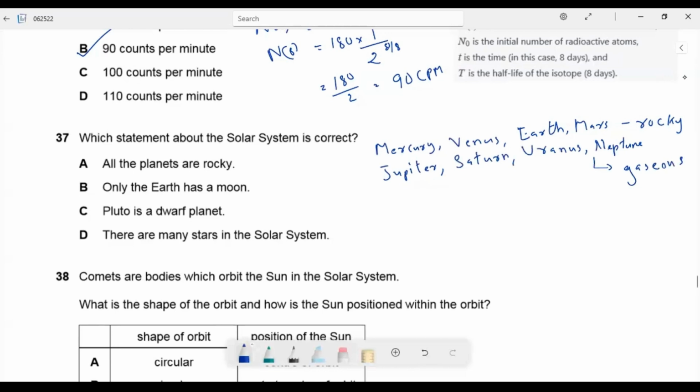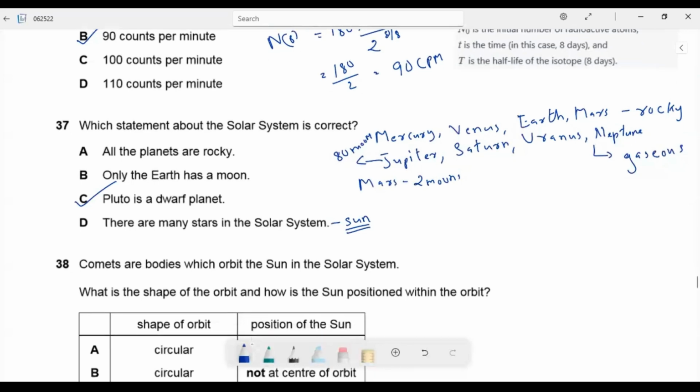Only Earth has a moon. Not only Earth, there are other planets that have moons. For example, Mars has 2 moons. Jupiter has around 80 moons. So this is also wrong. Pluto is a dwarf planet. That's the right statement. There are many stars in the solar system. That is wrong. Only the Sun is there as a star in the solar system.